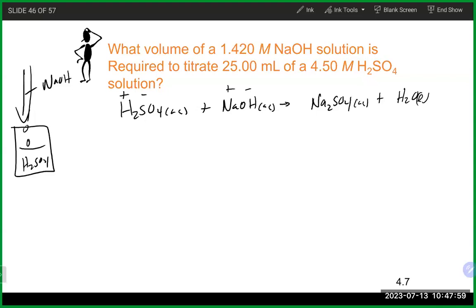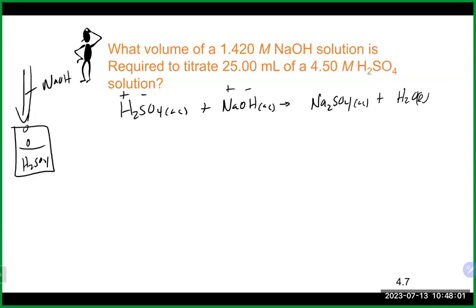And I believe we will need a 2 in a couple of spots, maybe a 2 there, and probably a 2 there, I think. That's going to give me 4 hydrogens on each side, a couple of oxygens plus 4 more, 6 on each side, a couple of sodium. So we should be balanced at this point. And obviously 1 sulfur on each side. Any questions on the equation there?